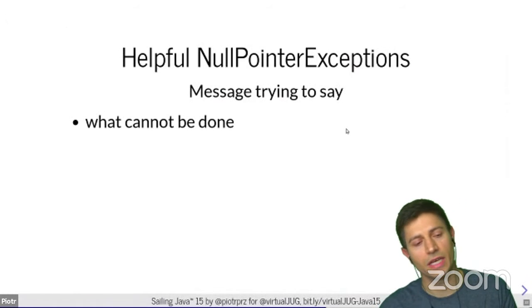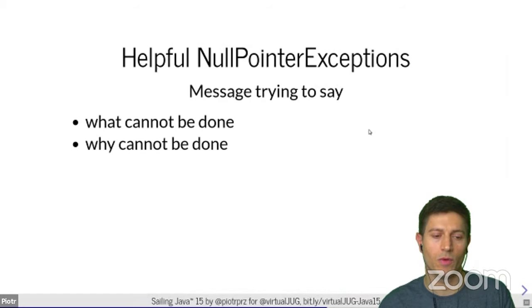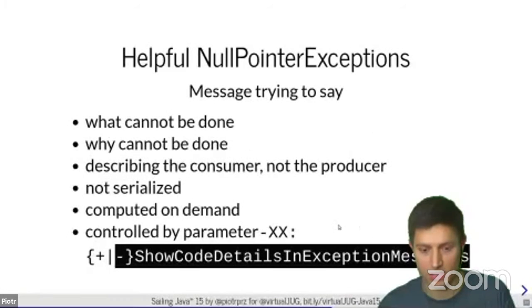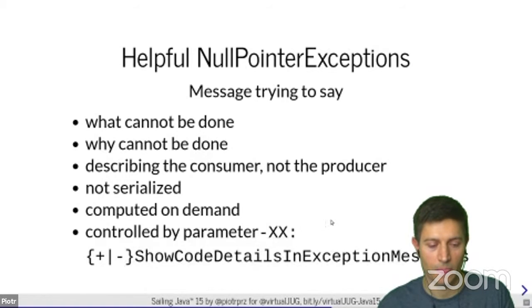So the message is trying to say what cannot be done and why, describing the consumer, not the producer, and it's not serialized and computed on demand. And this is the switch. If you'd like to opt out because, I don't know, GDPR or code obfuscation or whatever, this is how you use it. You put minus and show code details in exception messages after double X, of course.